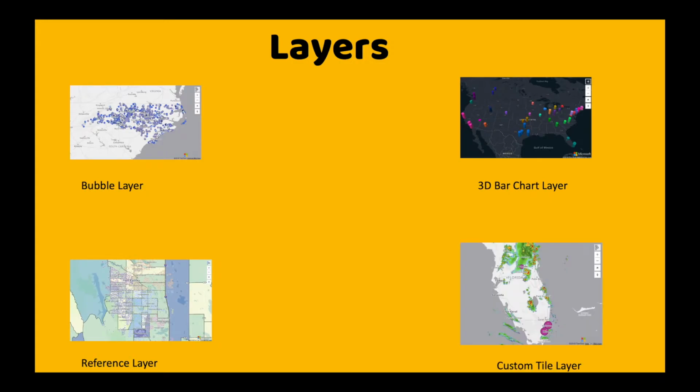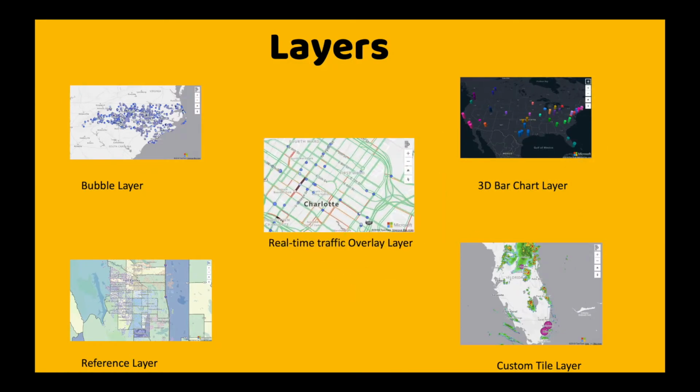The fourth one is the custom tile layer. Well, it superimposes images on top of Azure Maps base map tiles, and we can set the transparency as well. The fifth and last one is the real-time traffic overlay layer. This layer helps us observe the real-time traffic.